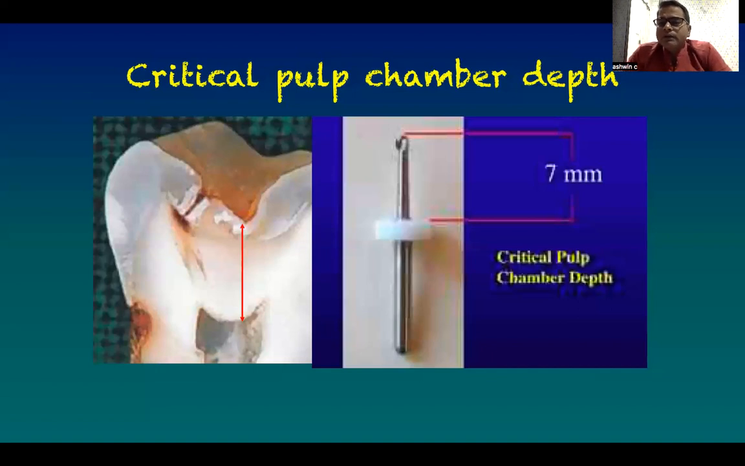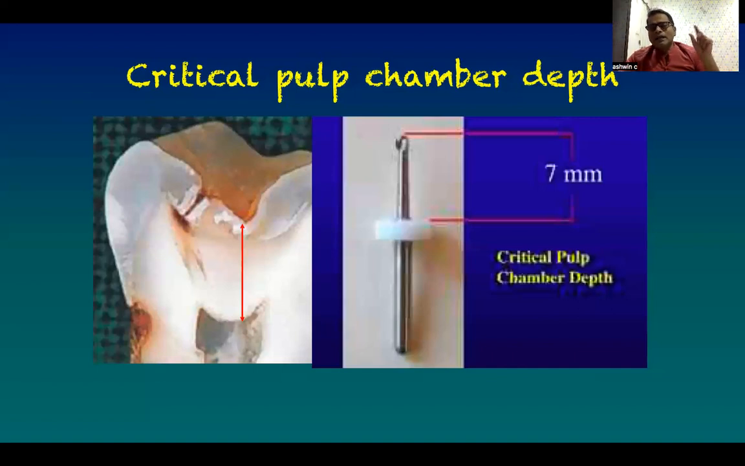Now, why is this important? This is specifically important in cases where you have a calcified canal. You never get the drop, as we call it. So where to stop? You have to stop at the length of 7 mm, and from there onwards you have to be very cautious. You have to move horizontal, not deeper vertical, only horizontal, to make the shape of the access. Then you look through it and try to find the orifices. That is why this is critical. This critical pulp chamber depth is very important to know.